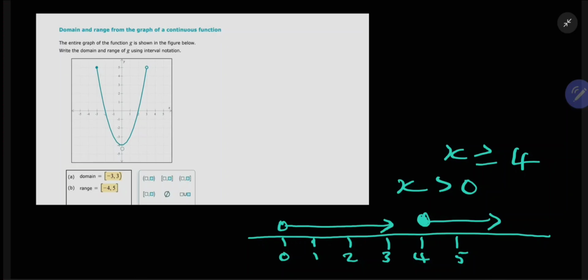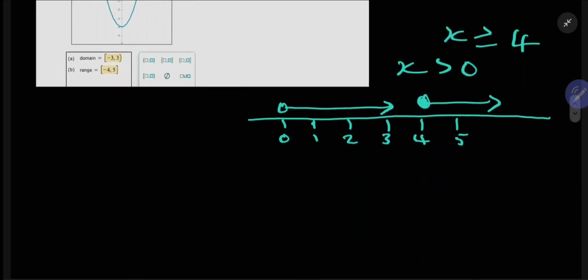But then here you see the graph dips down, and at x equals 0, you have -4. So it means our graph on the y-axis spans from -4 to 5. And because 5 is for -3, 5 is in the interval, so that's why you have a square bracket there. I hope this makes sense.